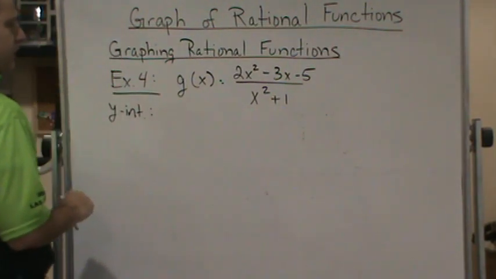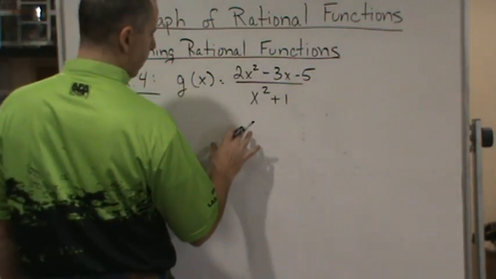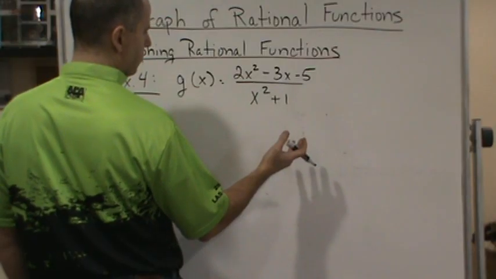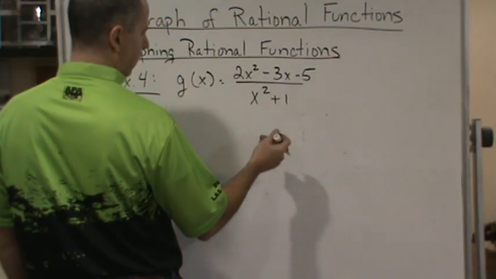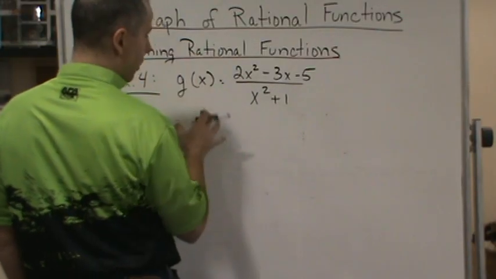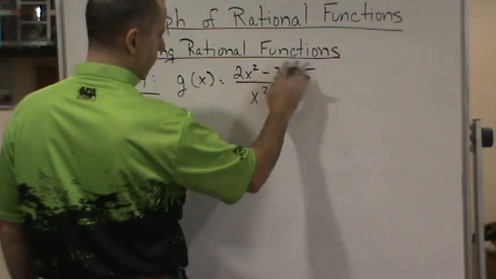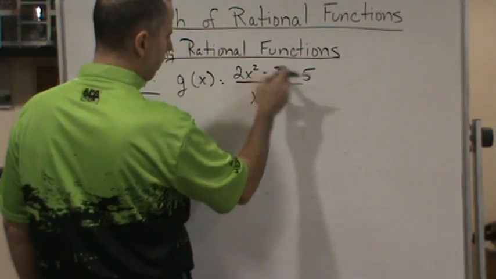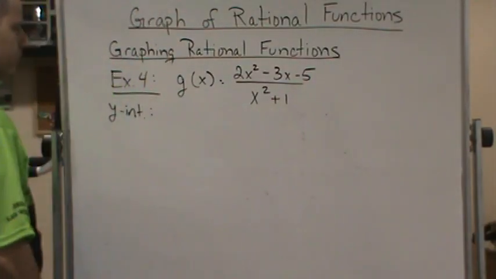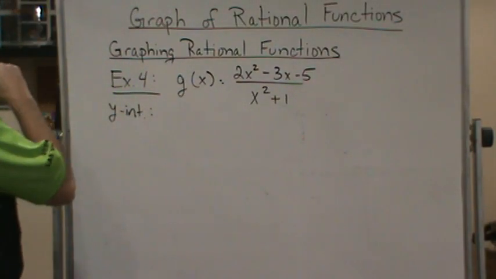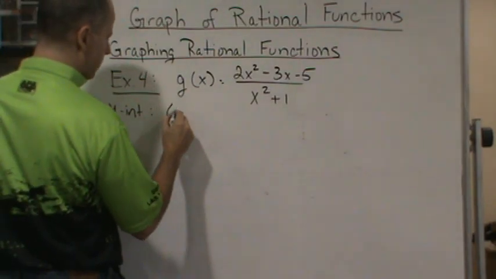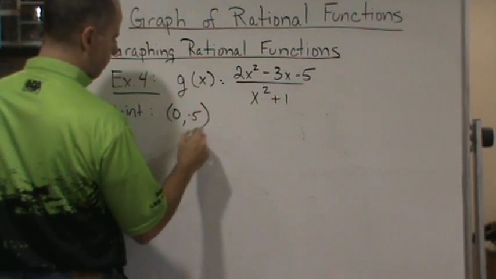Okay, so g of 0, if we plug in 0 for everything, what do we get? It reduces to the coefficients, right? Or excuse me, to the constant terms, right? So remember that, right? So g of 0 reduces to what? Negative 5. Okay, so we plug in 0, our y-intercept is 0, comma, negative 5.